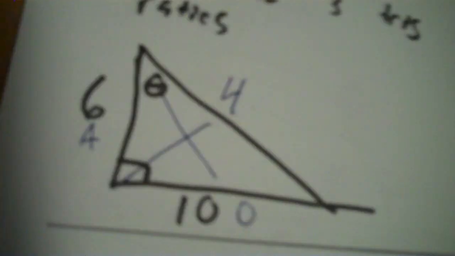Which is a squared plus o squared equals h squared. Okay? So a we have is 6. O we have is 10. H is what we don't know. Okay? So 6 to the second, 6 times 6 is 36. 10 to the second, 10 times 10 is 100. Then h to the second.